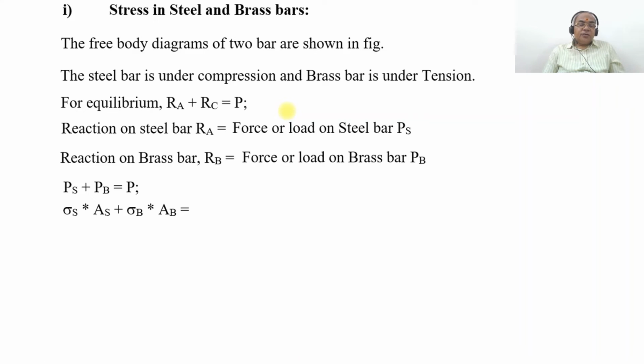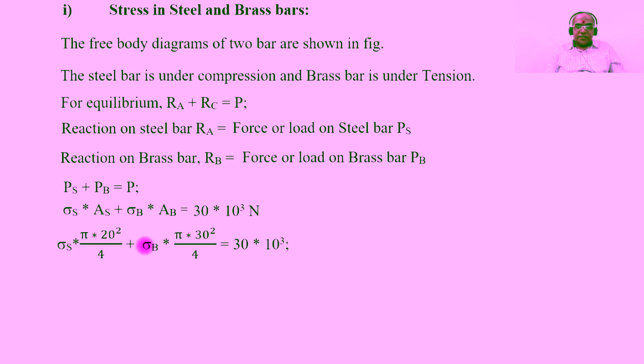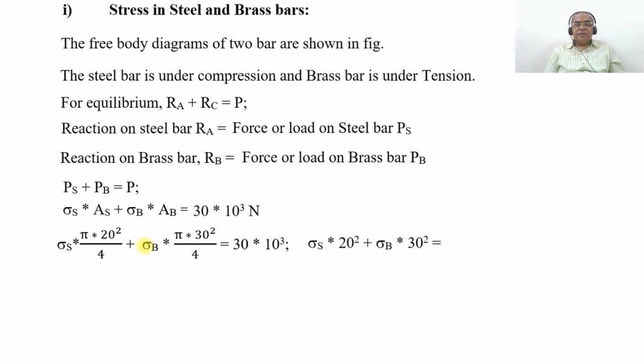So what is PS? We know that PS is sigma S into AS, plus PB is sigma B into AB, is the total load, which is given to be 30 kilonewton, which is 30 into 10 to the power of 3 Newton. We know the diameter of the steel bar, which is 20. So sigma S into pi into 20 square by 4, which is pi d square by 4, plus sigma B into pi by 4 into 30 square is equal to 30 into 10 to the power of 3 Newton. On simplification, you are going to get sigma S into 20 square plus sigma B into 30 square is equal to 30 into 10 to the power of 3. So here what happens?